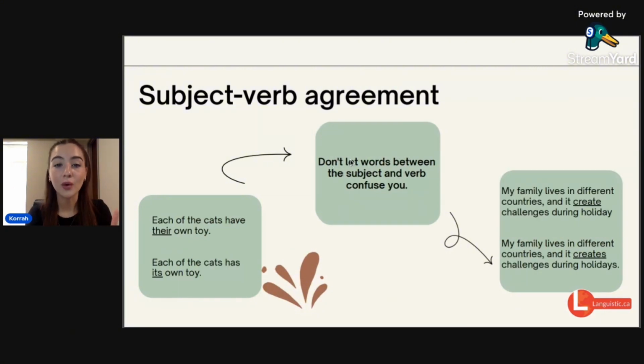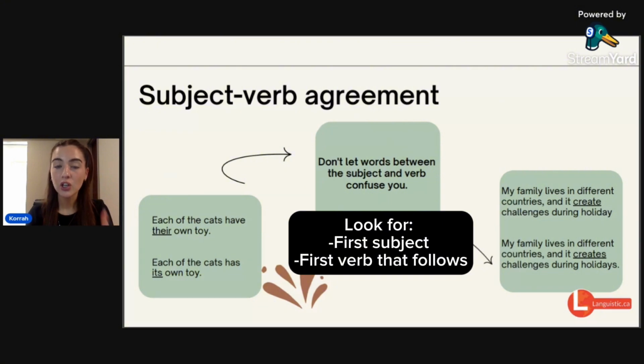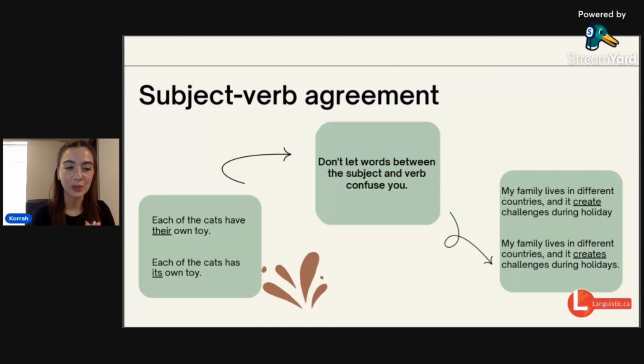I just want to note, do not let the words between the subject and the verb confuse you, okay? So those filler words or the other words in the sentence, don't get confused about them because it really can be misleading. So find the subject and then find the verb that follows it. Let's look at the first one. Each of the cats have their own toy. And second, each of the cats has its own toy.